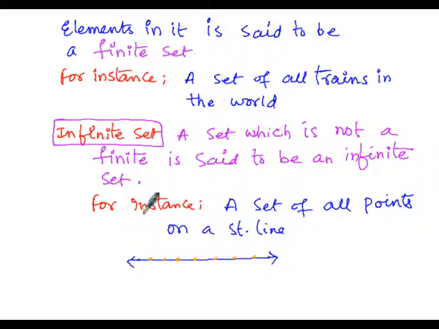The line is represented by AB. In this manner, a finite set is a set consisting of a fixed number of elements in it, and an infinite set is a set consisting of an infinite number of elements in it.